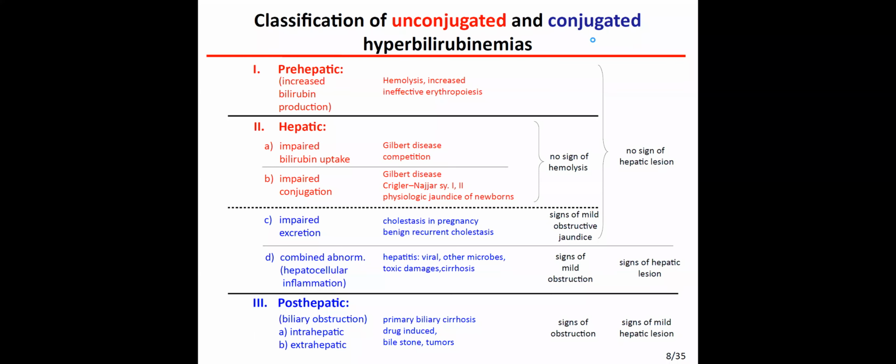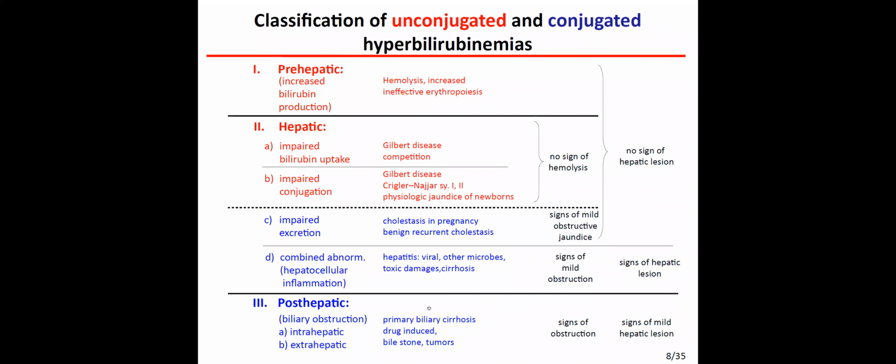Or hepatitis, viral, other microbes, or fungal toxins, or Rotor syndrome, or other things that will cause some hepatic problem, but mostly conjugated bilirubinemia. A posthepatic one can be located intrahepatically if we do have a bile duct obstruction happening intrahepatically, some estrogen, for example, or a drug-induced situation, or extrahepatic bile stone and tumor. This can cause this kind of posthepatic problem.